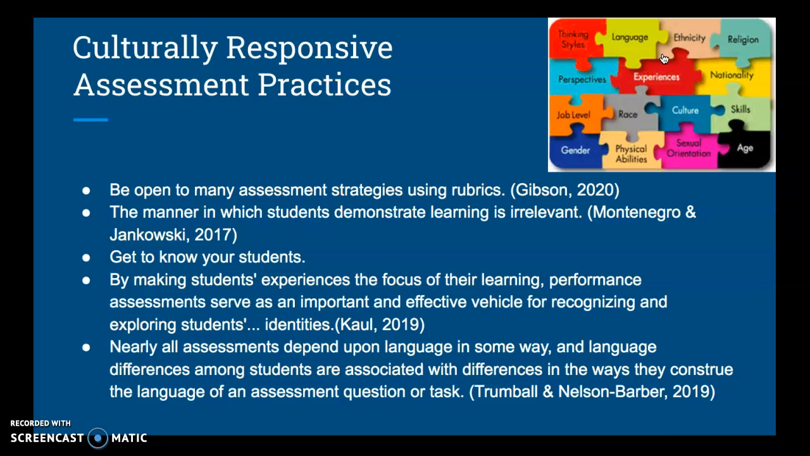Nearly all assessments depend upon language in some way. Language differences among students are associated with differences in the ways they construe the language of an assessment question or task. So even if a student is an English language learner, the way the question is asked could confuse them because they do not have a concrete knowledge of our language. So making sure that we are providing an equal opportunity for all, looking at assessments in a different way will be crucial to be culturally responsive in our assessments.